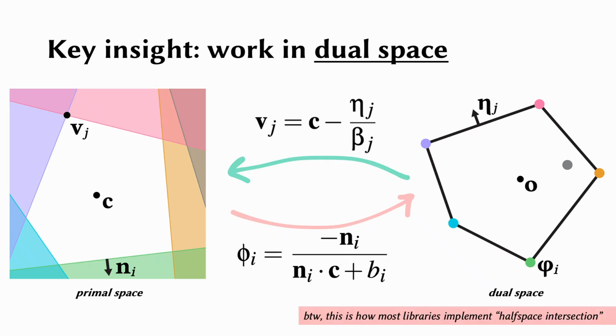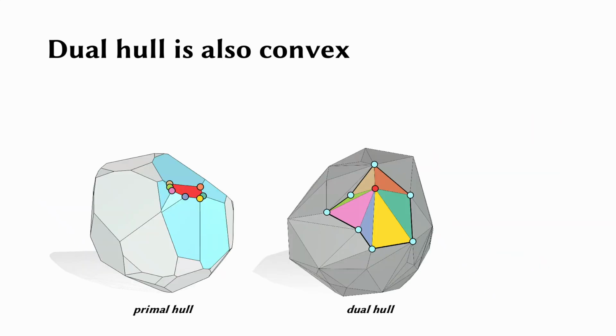By the way, this is how most libraries implement half-space intersections. If you had a bunch of half spaces and you wanted to compute the polyhedron that they possibly enclose, most libraries first convert all of your half-space representations to dual vertices, run a standard convex hull algorithm there, and convert it back. So this is definitely not new. The cool thing is that most things that you want stay convex, which is really nice.